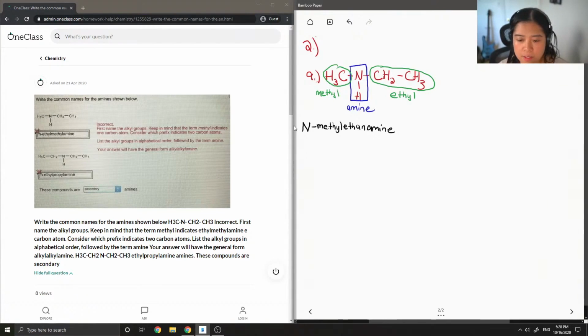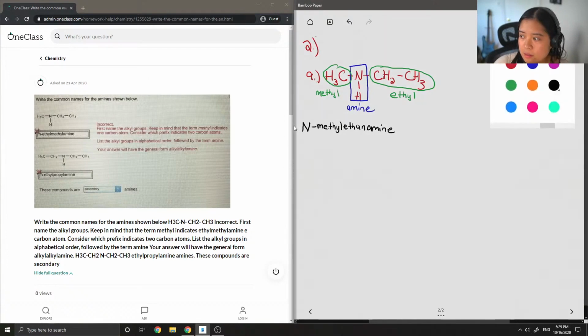Okay, so I'll explain why when you write it in this kind of form, it's not in alphabetical order. That's just because when you write this N group, it shows that the methyl is your substituent, and this ethyl part is part of like the parent. So that's just one way you can write it in this form. When you write down the N at the beginning, this whole thing is your parent, and you get ethanamine, and then your methyl is the substituent.